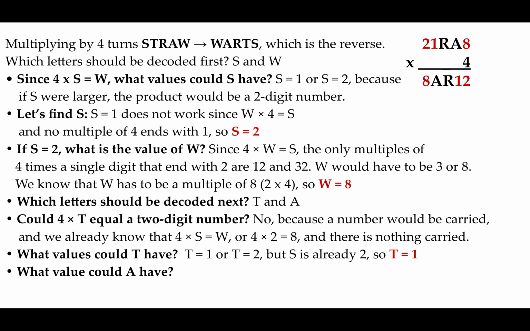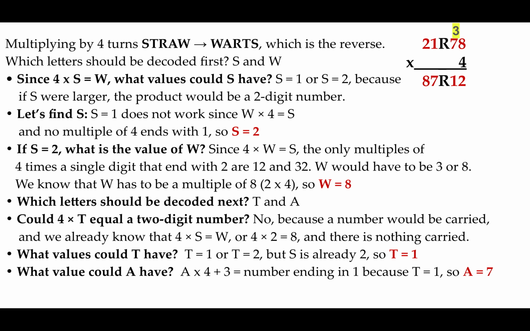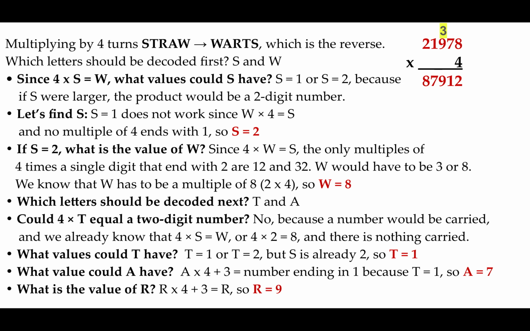So now what value could A have? Let's look here, A. Well, A multiplied by 4 plus the 3, remember we carried over because the product of 8 and 4 is 32, has to be a number that ends in 1 because remember T equals 1. So therefore A has to be 7. So if A is 7, what would be the value of R? Well, R multiplied by 4 plus 3 equals R. So R has to equal 9. So S equals 2, A equals 7, T equals 1, W equals 8, and R equals 9.